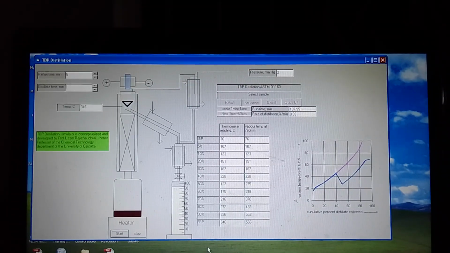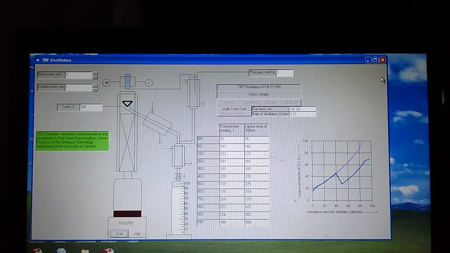I hope I could explain this process for the TBP distillation in practice, but there is no alternative for doing this TBP distillation physically. In the laboratory, it has to be done more accurately and carefully, and it is a time-consuming experiment.